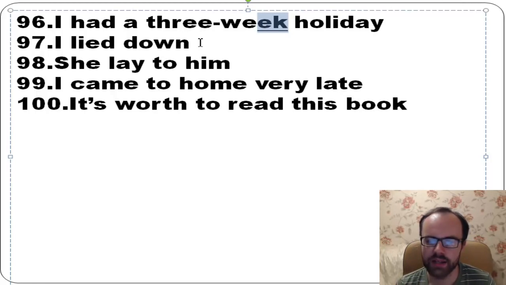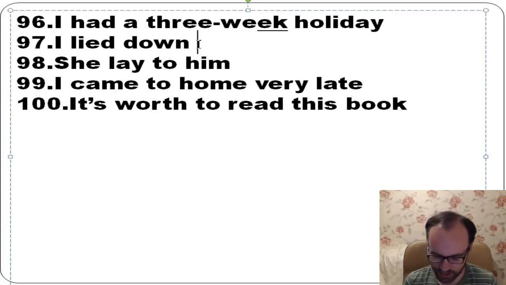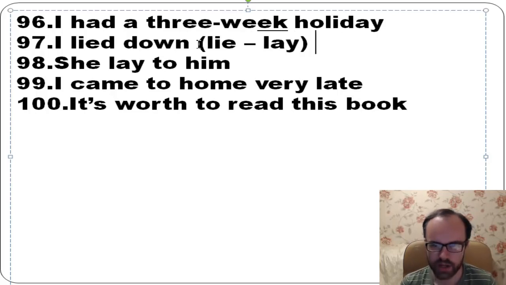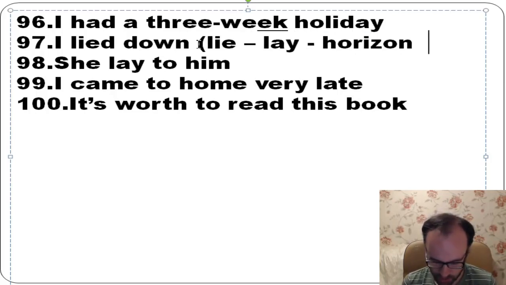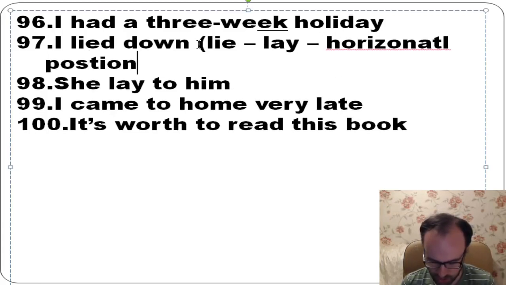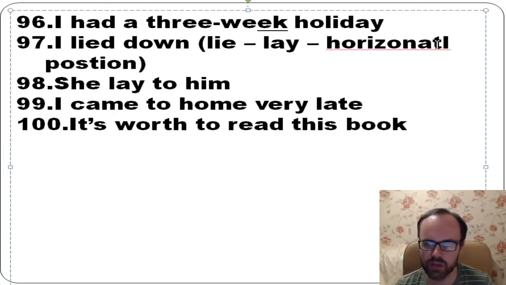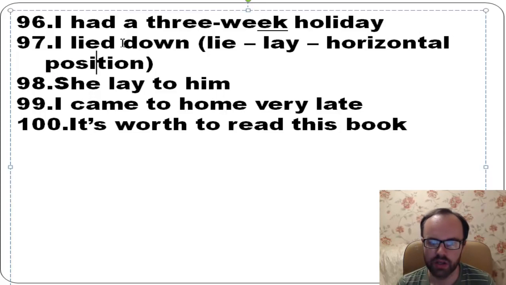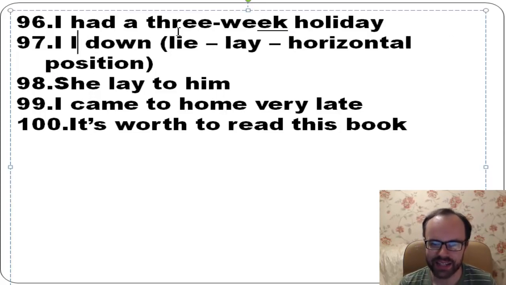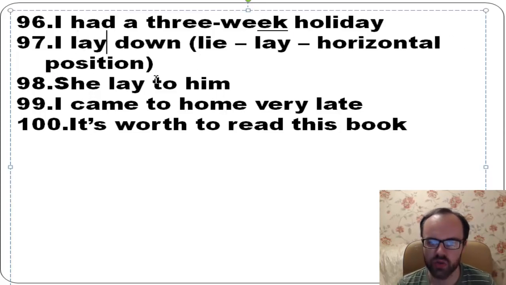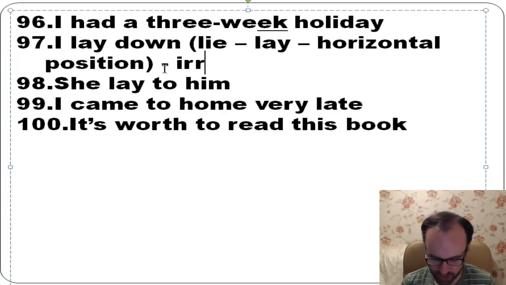Okay? I lay down. Maybe I was tired and I lay down. You know, lie, lay. It's about horizontal position. So I was tired and I decided to lie down. Lie, lay. I lay down. This word is irregular.